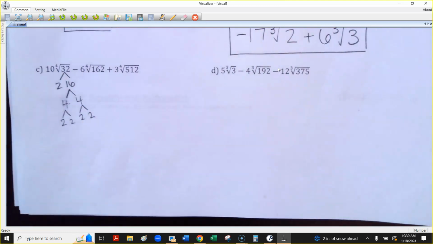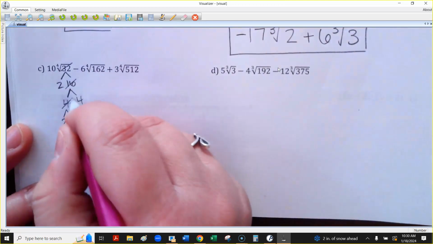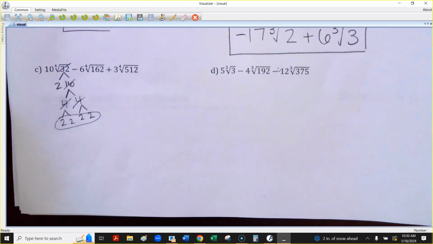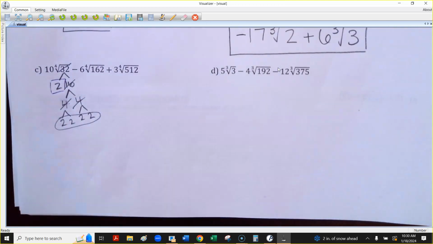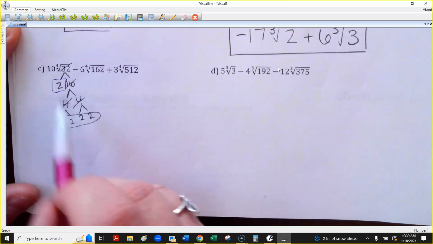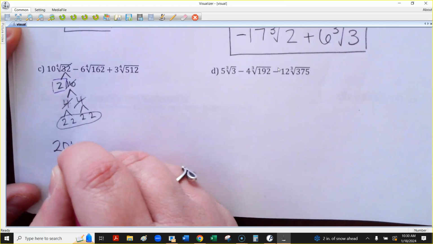All right, I'm looking for a group of 4. This is not a perfect 4th. If I broke the 32, the 16, those 2 4s, I do have a group of 4 2s, but then you do have this 1 that doesn't fit into that group of 4, so it'll be a 2 left underneath. 10 already in front, so I'm going to take a 2 out, so we'd have 20 4th roots of 2.